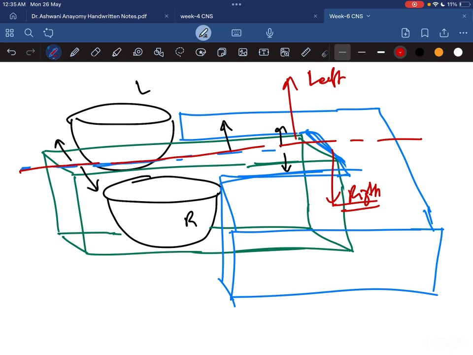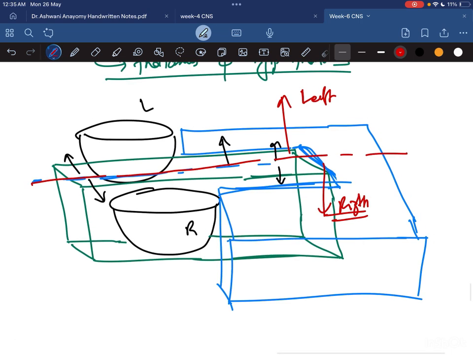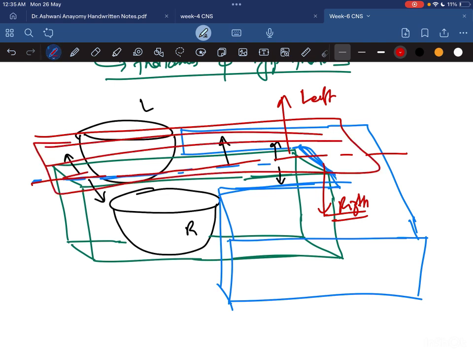And when we look at the roof, in the roof there is the choroid plexus. So here the choroid plexus is situated, and it helps with the forming of CSF.